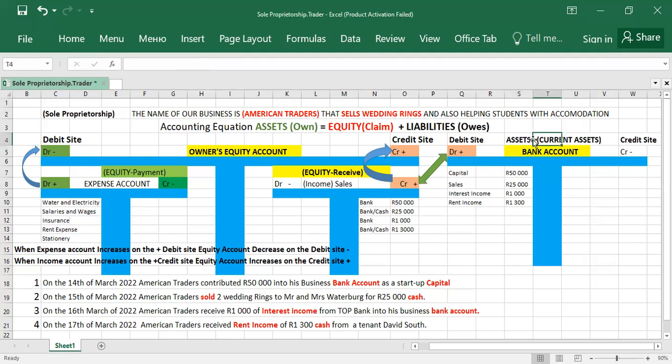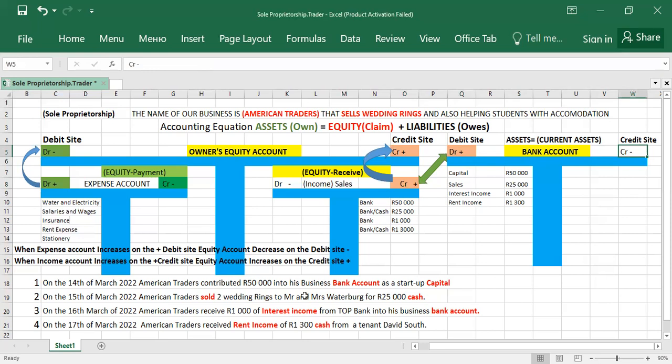A current asset. Now, the bank account increases on the debit side, and when the money comes out, the bank account decreases on the credit side. In this scenario, remember, we are receiving money. From all these questions, these are the questions that I have jotted that are related to the income of the business, 4 of them. We are just recording the money that the business receives.